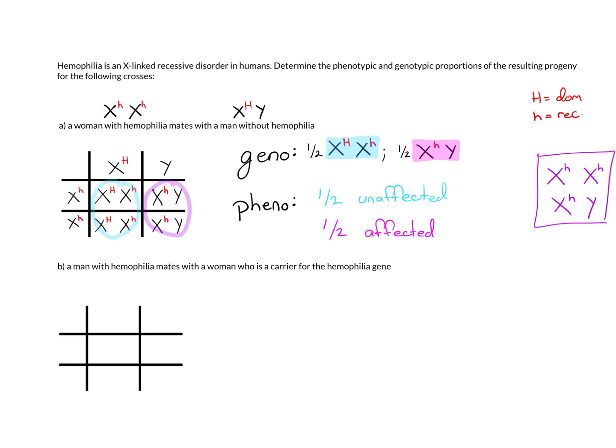So a man with hemophilia will have an X and Y chromosome, with the X chromosome possessing a recessive allele for the hemophilia gene, and a woman who is a carrier for the hemophilia gene will have two X chromosomes, one of which will contain the dominant allele for hemophilia, and the other will have the recessive allele. Now that we've determined the parental genotypes, we can put them in a Punnett square and determine the genotypes for the resulting progeny.